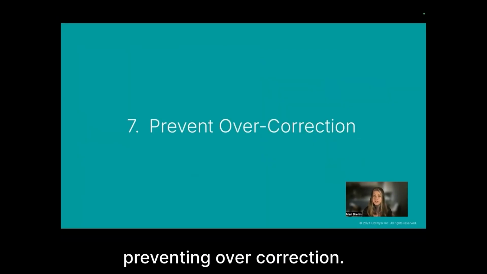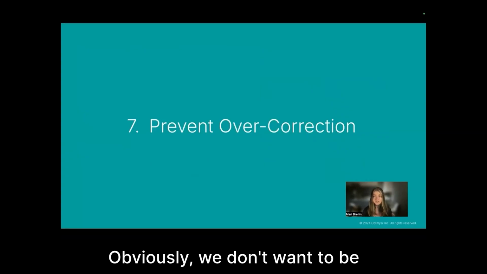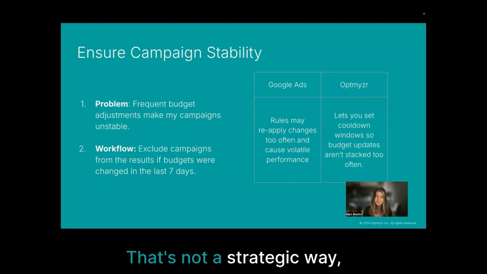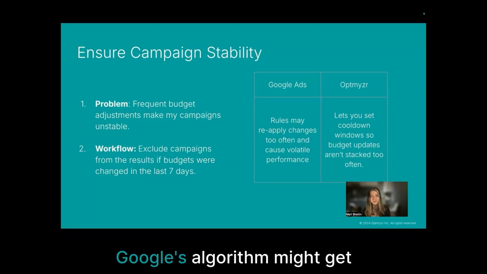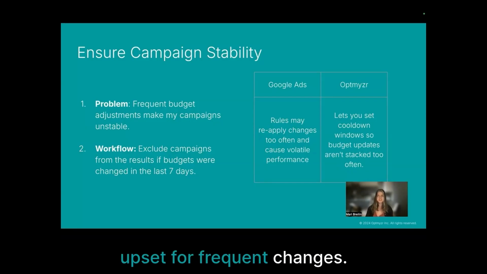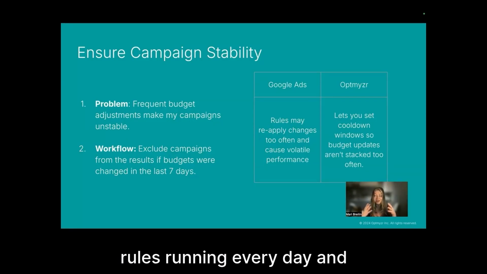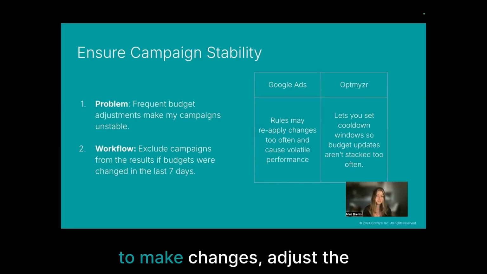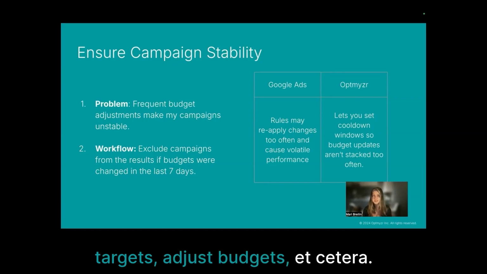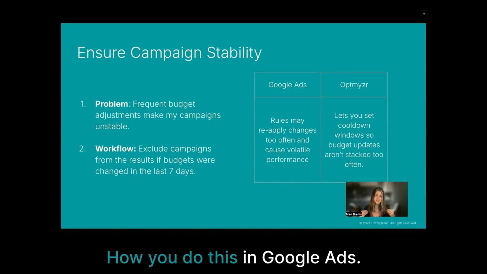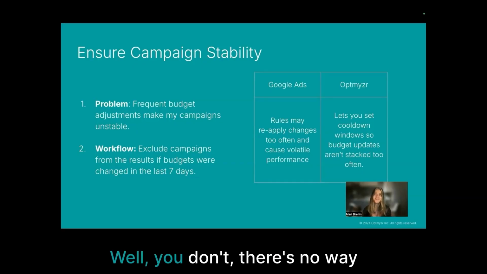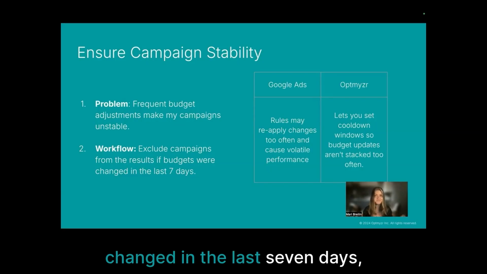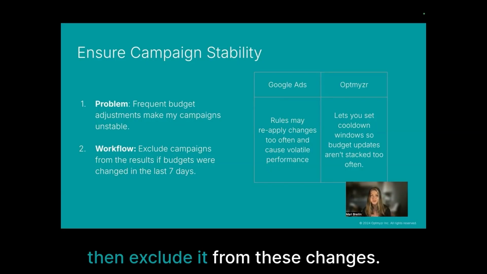Let's then talk a little bit about preventing overcorrection. Obviously, we don't want to be making changes every single day. That's not a strategic way. That is not a smart way. Google's algorithm might get upset by frequent changes, but we still want to keep our rules running every day and checking if there's an opportunity to make changes, adjust targets, adjust budgets, etc. How do you do this in Google Ads? Well, you don't. There's no way to say, hey, if a campaign was changed in the last 7 days, then exclude it from these changes.